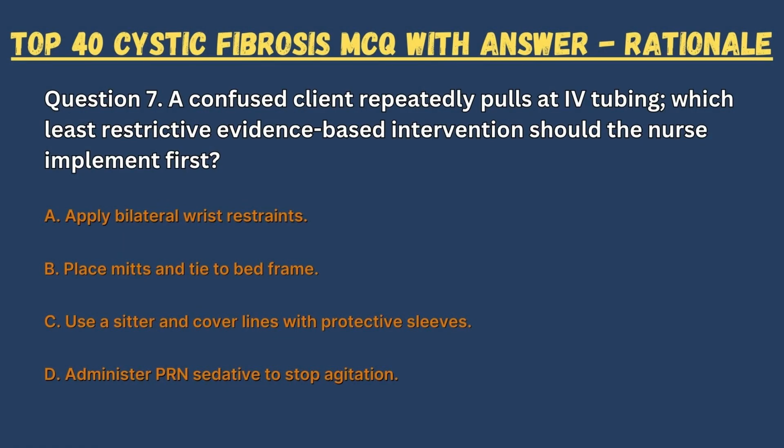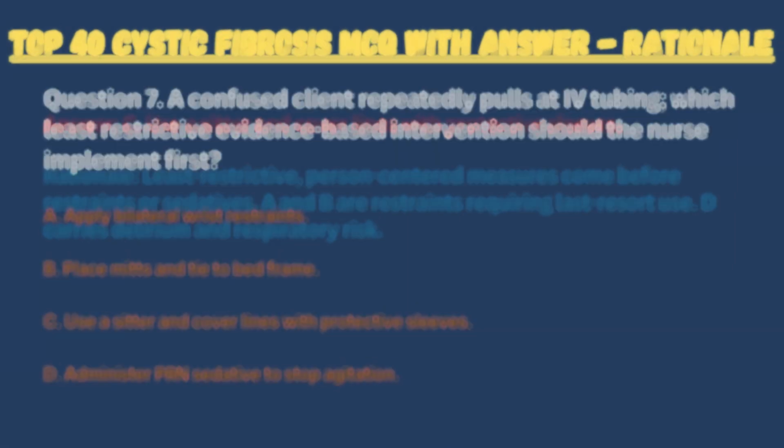Question 7. A confused client repeatedly pulls at IV tubing. Which least restrictive evidence-based intervention should the nurse implement first? A. Apply bilateral wrist restraints. B. Place mitts and tie to bed frame. C. Use a sitter and cover lines with protective sleeves. D. Administer PRN sedative to stop agitation.